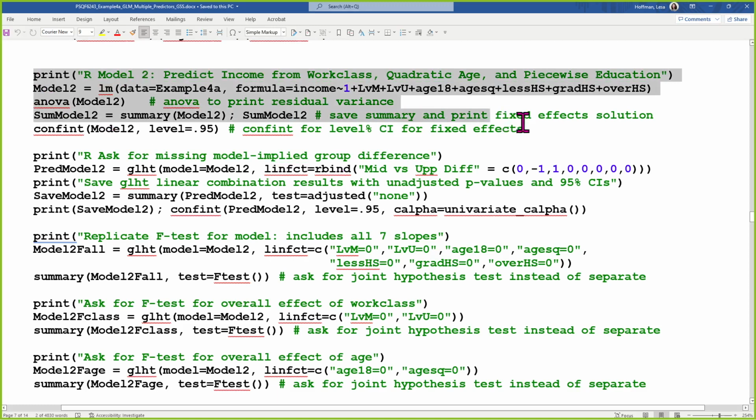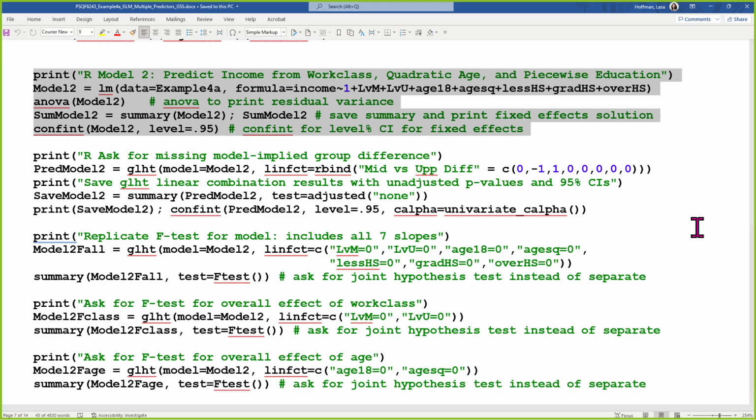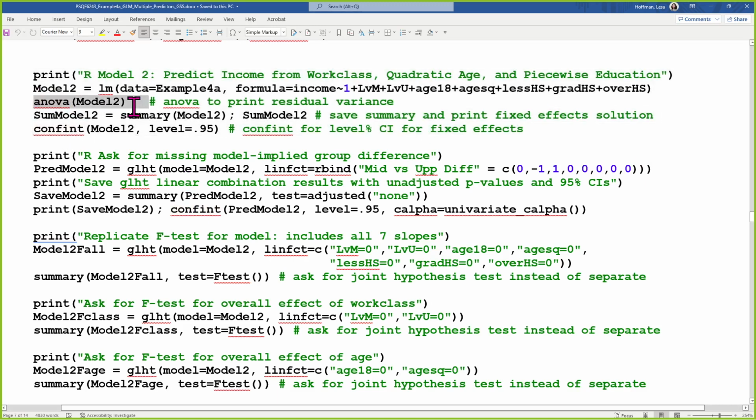So we have the usual chunk here. I think one of you asked before, are these like paragraphs? Yeah, you can think of them as paragraphs because each one is doing a different thing. This is just spitting back the default model stuff: residual variance from this piece of output, and the summary of the model to get the fixed slope estimates, standard errors, and so forth. Confidence intervals are separate.